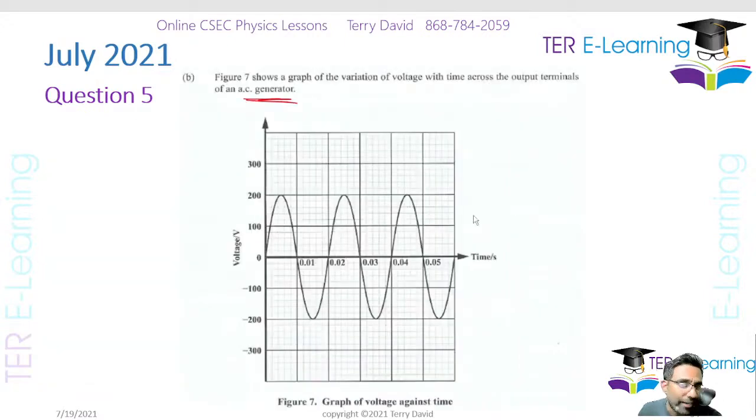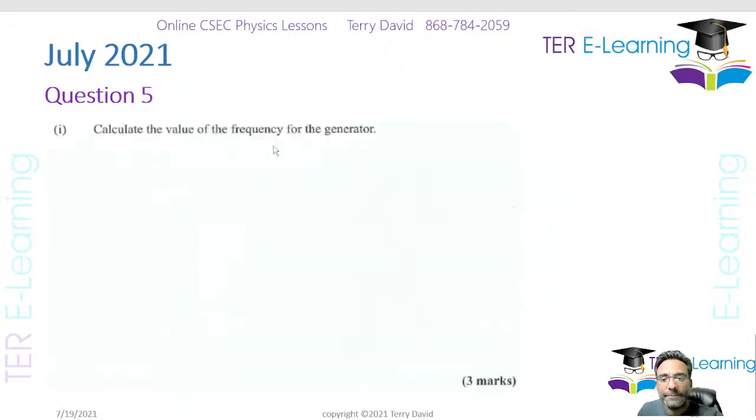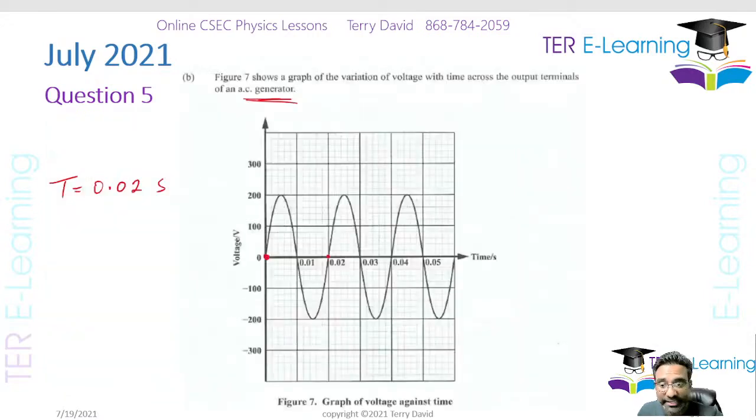So they were nice to you guys, because in order to calculate your frequency, you need to first find the period. Your period is from this point here to this point here. So that's my period. Your period T for this oscillation is 0.02 seconds. So you're going to say T is equal to 0.02 seconds. You got that from the graph. That's the first thing you need to do.